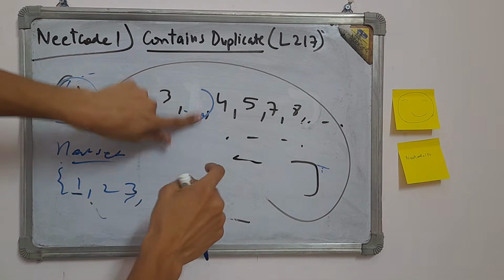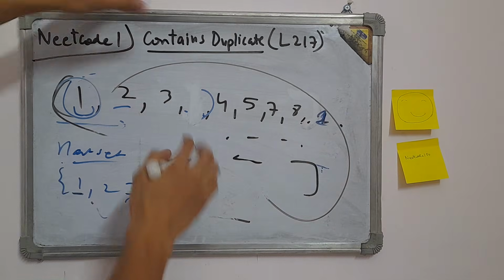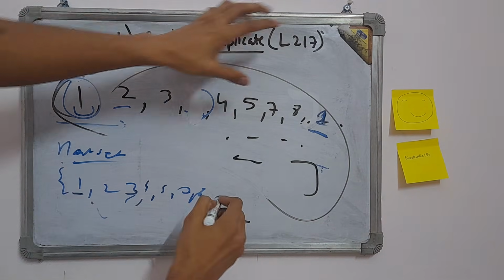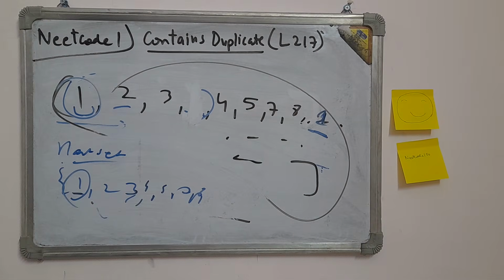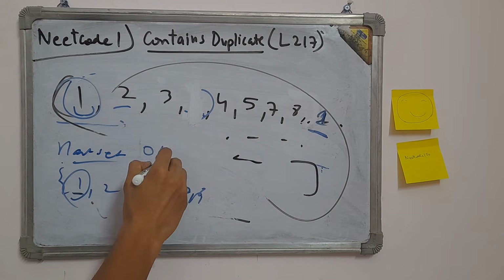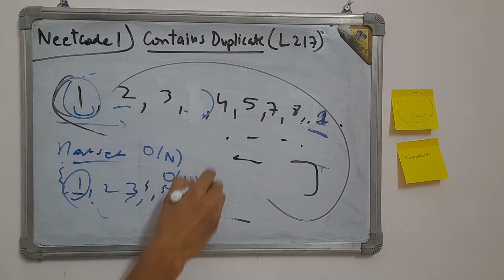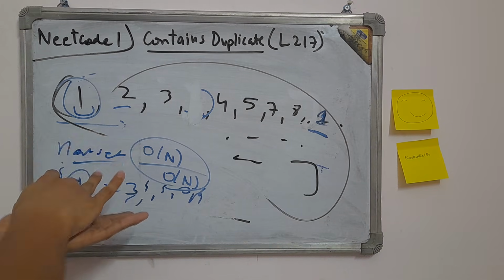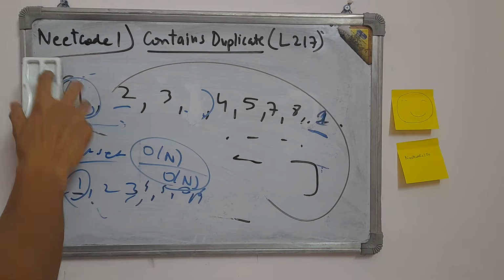So let's say the 1 was here, it will add 4, 5, 7, 8, and then in the end it will see that 1 is already in the set, so it will return true as we found a duplicate. So this solution is also O(n) time and O(n) space, but technically if we go deeper into the logic, it is a little bit better than the HashMap solution. So these were the 4 ways to solve the question.